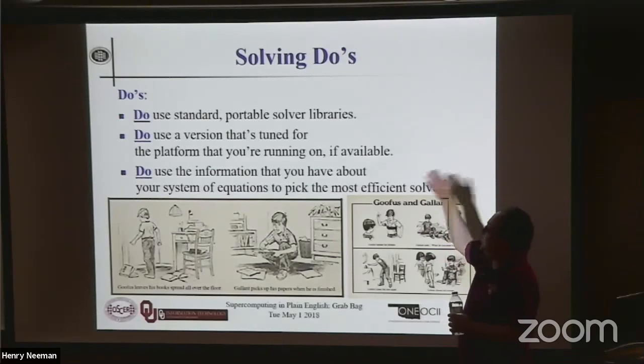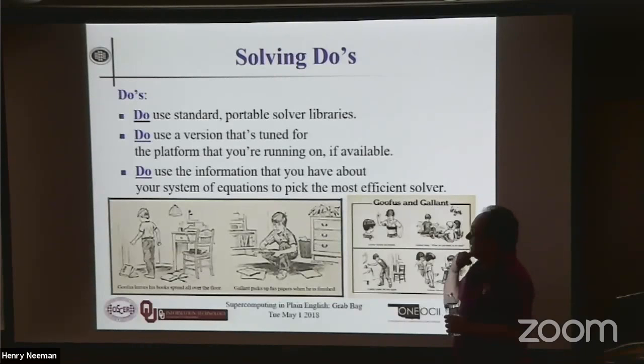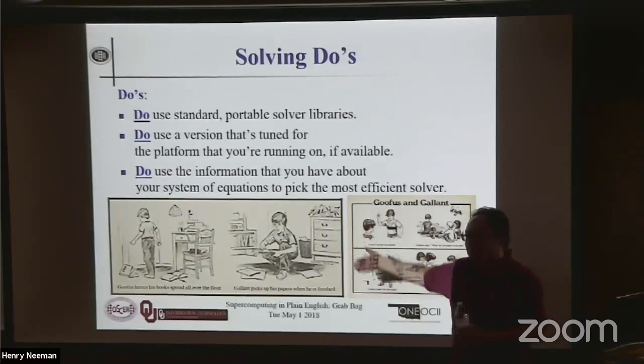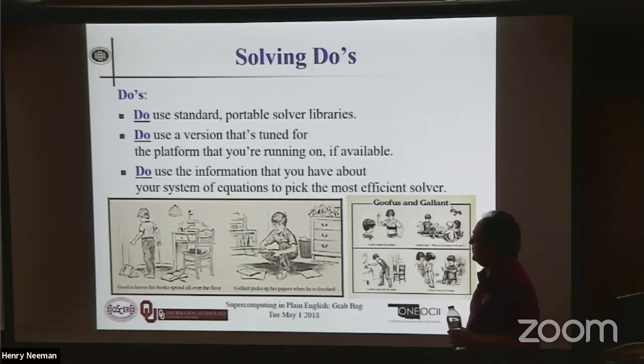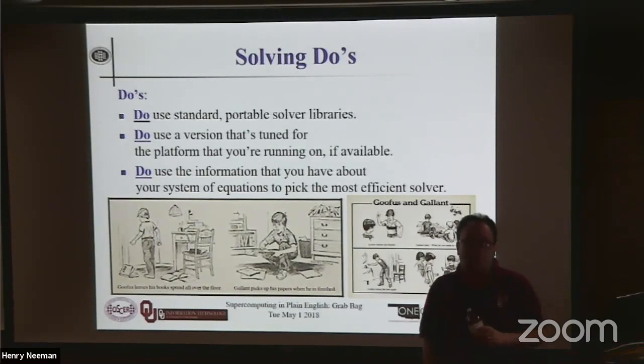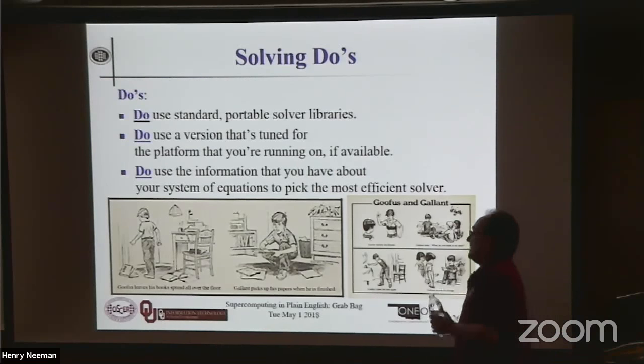Anyway, all right, so things to do. Use these standard portable solver libraries. And one of the great advantages of that is then you can keep using the same code without having to update it when you get to a new kind of supercomputer, because they inevitably have ported those libraries to that other platform or a new platform. Use a version that's tuned for the platform you're on if possible, okay, if they have one. And use the information that you have about what you're trying to do to pick a better approach to doing it.